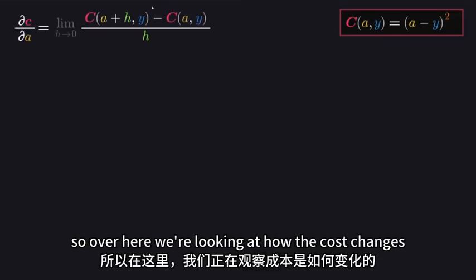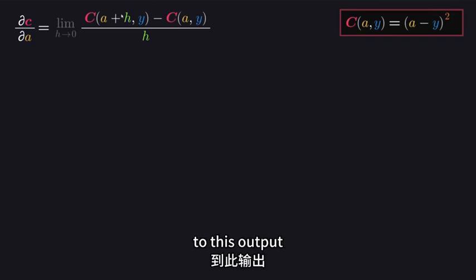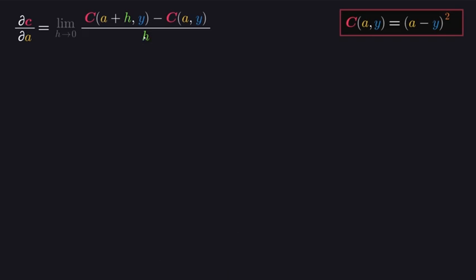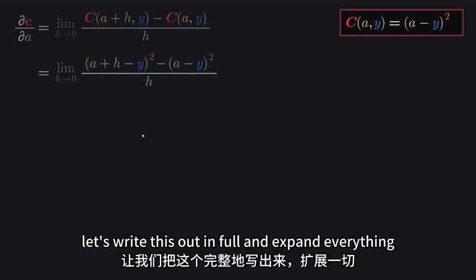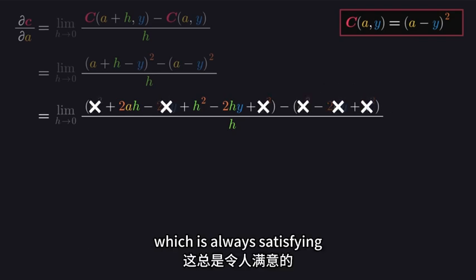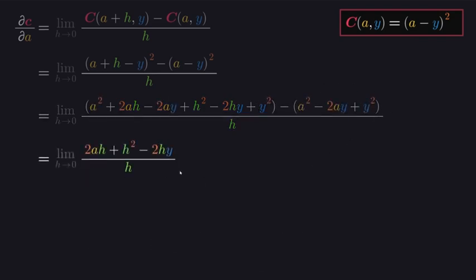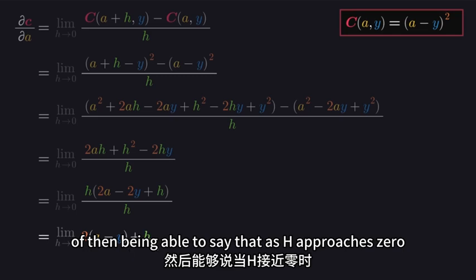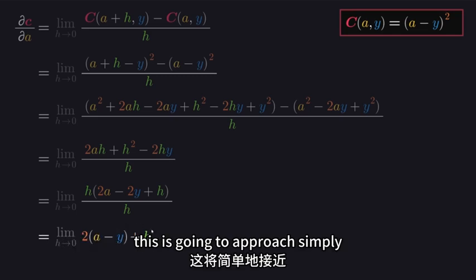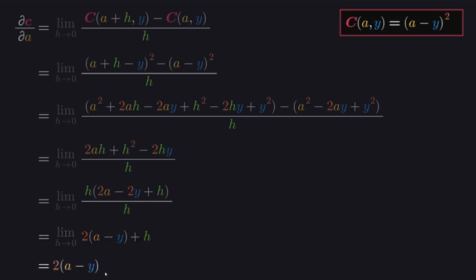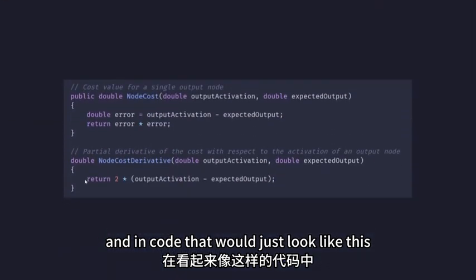So over here, we're looking at how the cost changes in response to a tiny change to this output activation value, and we're then dividing by the size of that change. Like before, let's write this out in full and expand everything, which is pretty tedious, but we then get to cancel a bunch of stuff out, which is always satisfying. I'll tidy that up, and we can see once again we end up being able to cancel out this division by h, which is crucial to the final step of then being able to say that as h approaches 0, this is going to approach simply 2 times the output activation minus the expected output. So there's our answer, and in code that would just look like this.